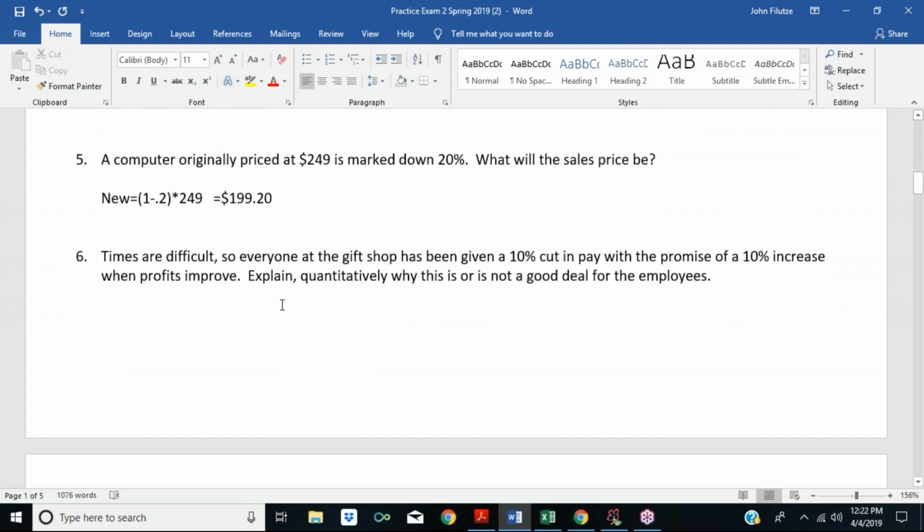So number 6, I'm not going to write all this out, but let's just talk about it. So can someone describe what's going on here? It says everyone at the gift shop has been given a 10% pay cut with a promise of a 10% pay raise later. Explain quantitatively why this is or is not a good deal for the employees. This is a question we've talked about on a few occasions, actually.